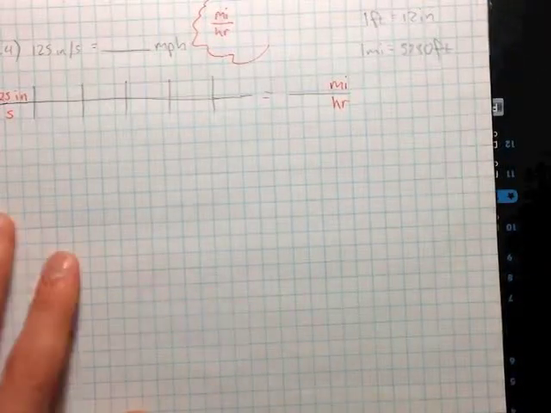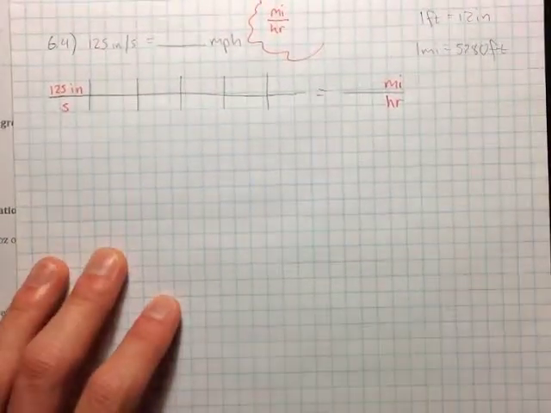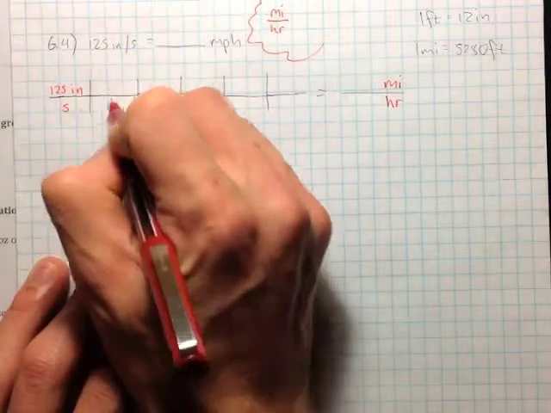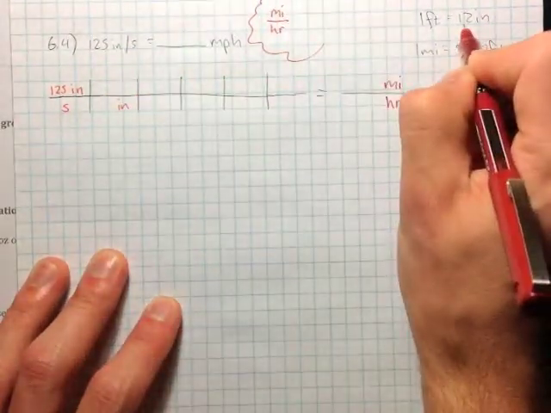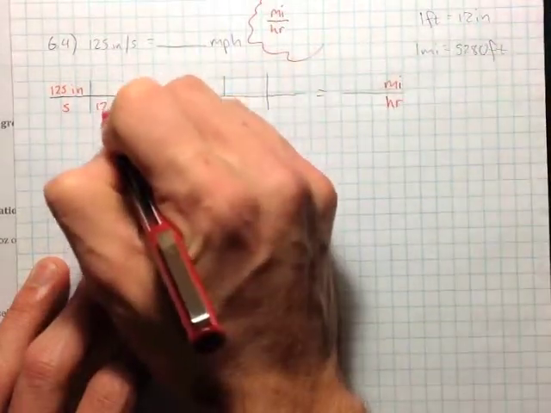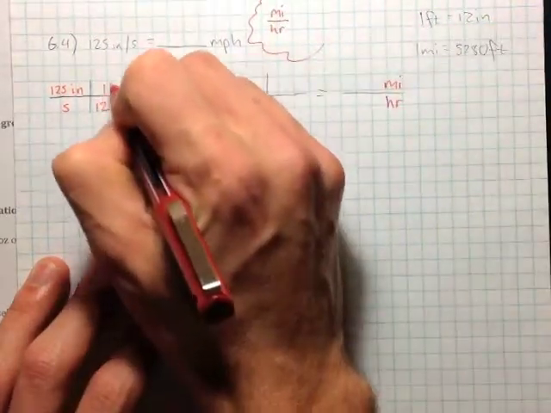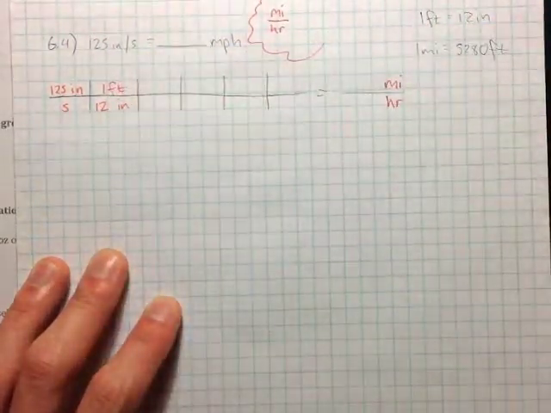Alright, terrific. So let's convert inches into miles now. I have inches on top. I need inches on bottom to cancel it out. So 12 inches is going to be on bottom here. 1 foot's going to be on top, so that inches cancel out.